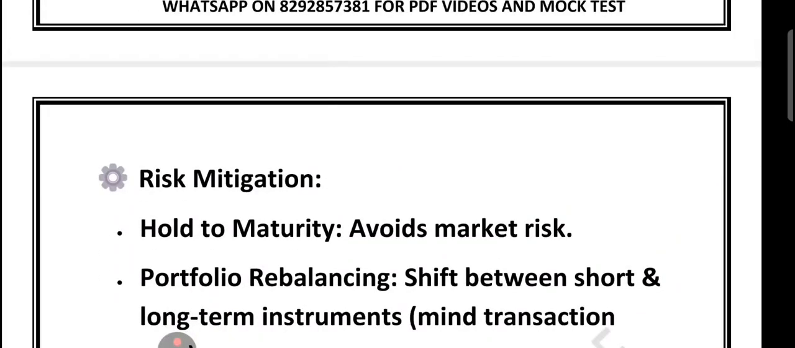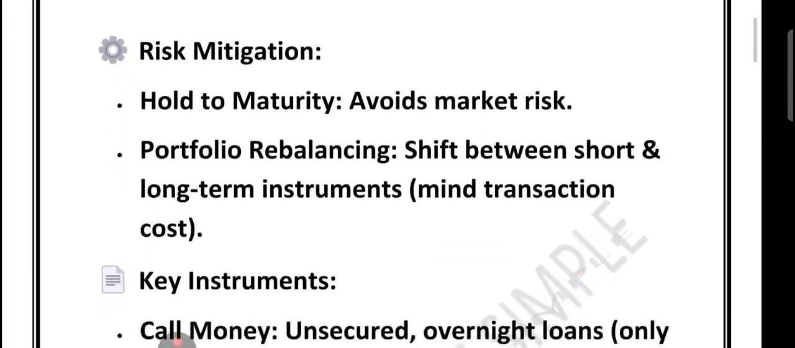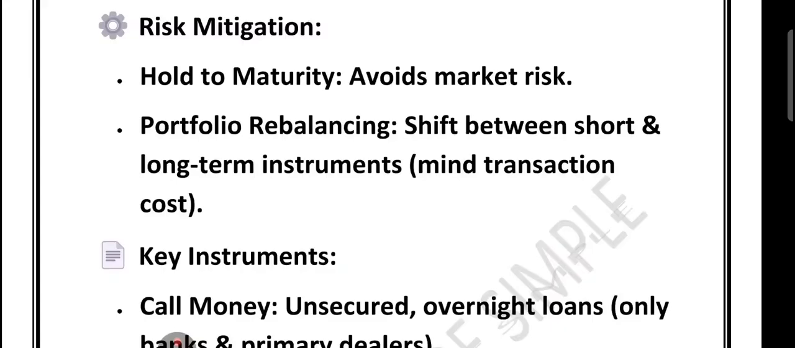Now, if we talk in terms of risk management, there are two smart strategies. The first is called HTM, or hold to maturity. Simply, you hold your investment till it matures. This avoids market price fluctuation.